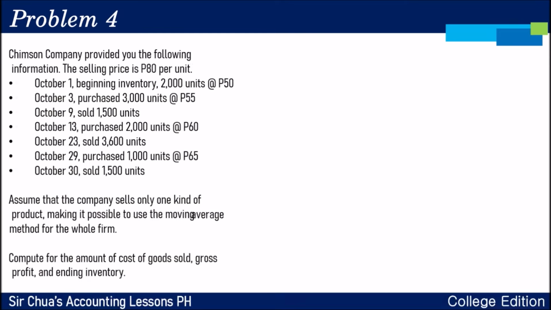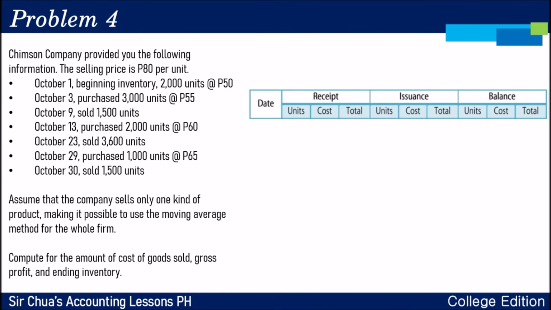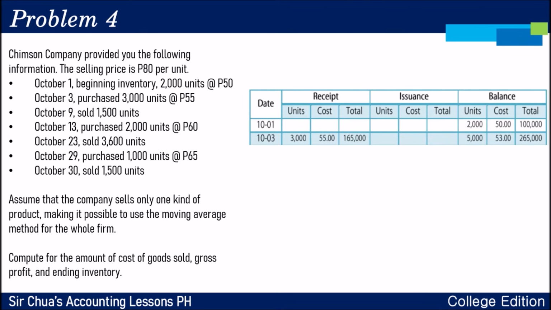Okay. So, your first step is gagawa ko rin po uli ng stock card. Kasi po, perpetual yan. Okay? Same concept, receipt, pumasok sa warehouse, issuance, lumabas sa warehouse, balance, yung balance after all transactions. You start with your beginning inventory of 2,000 times 50. Okay? Then, yung pinurchase nating 3,000 times 55.